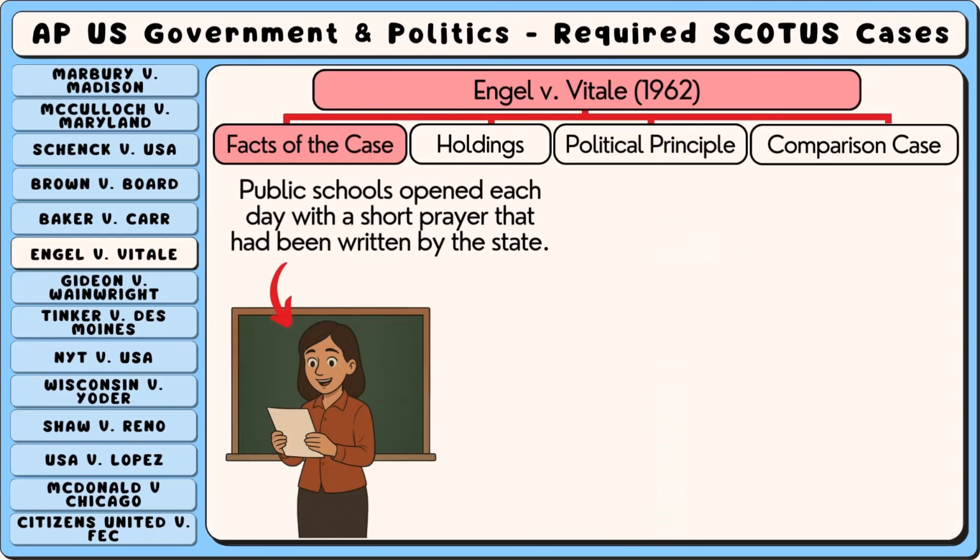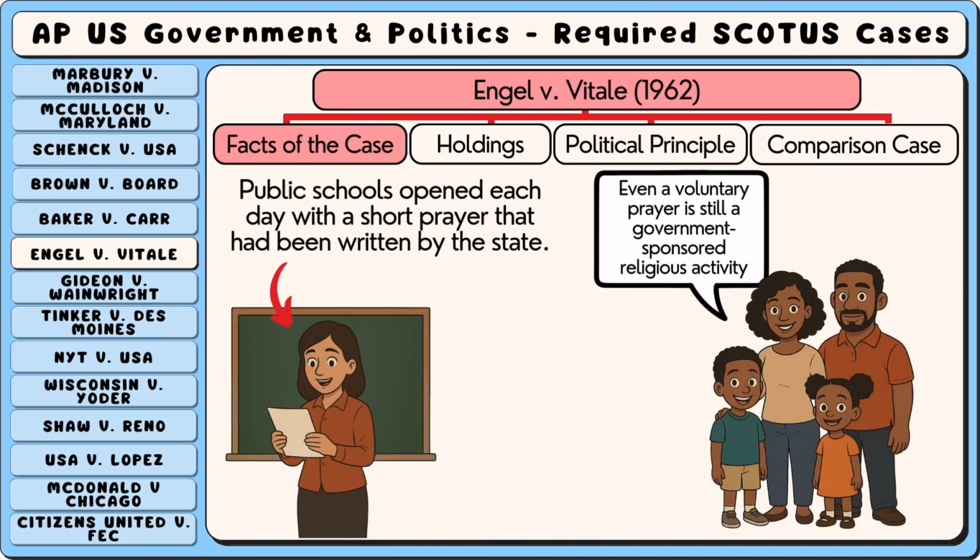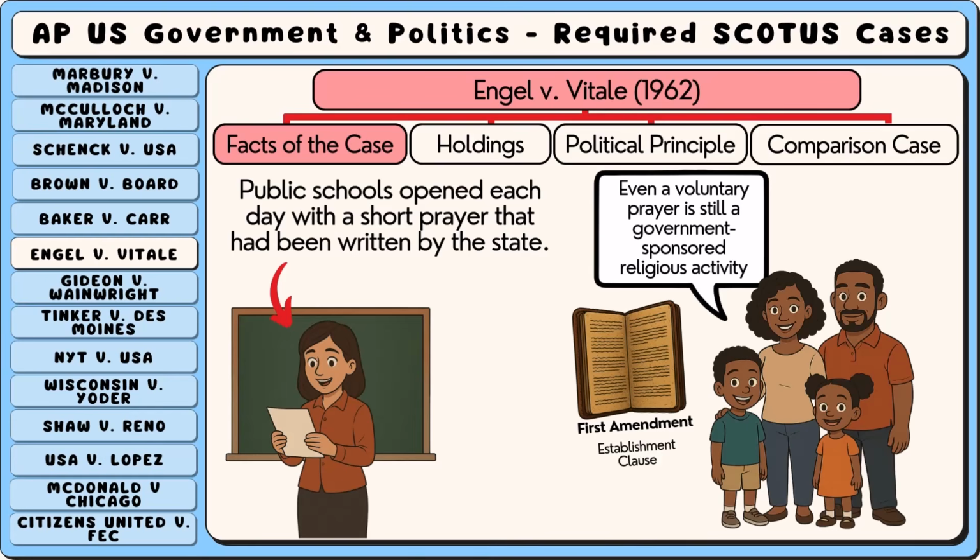In New York, public schools opened each day with a short prayer that had been written by the state. Students did not have to recite it, but teachers read it aloud at the start of the school day. A group of parents argued that even a voluntary prayer was still a government-sponsored religious activity. They believed this violated the Establishment Clause of the First Amendment, which prevents the government from supporting or promoting religion.